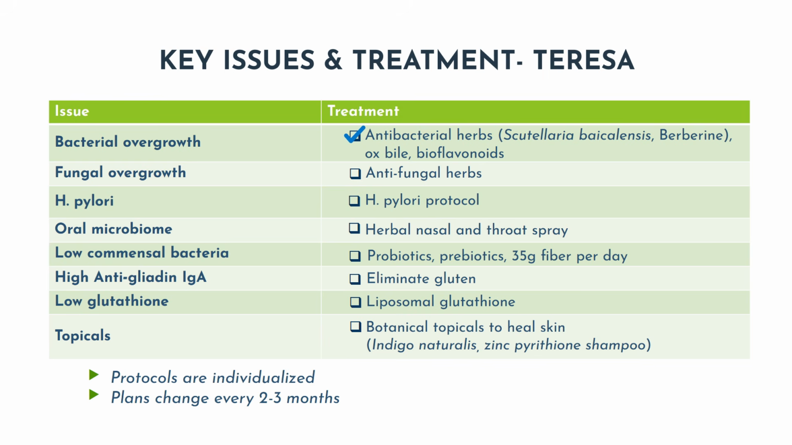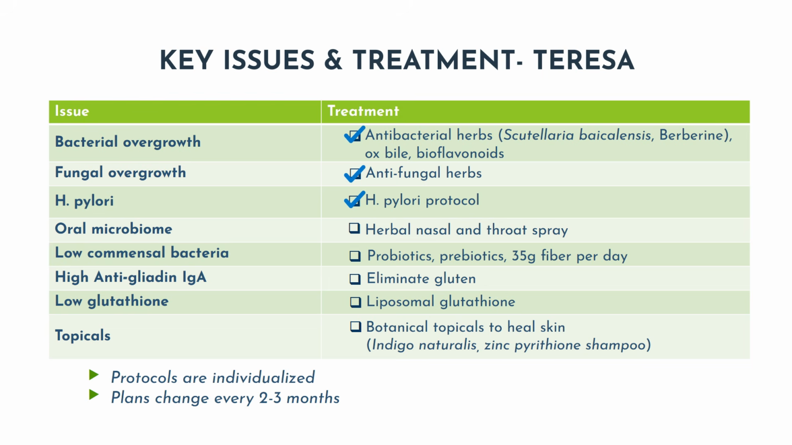I do add the ox bile and bioflavonoids to meals. For fungal overgrowth, we've got our beautiful antifungal herbs, things like neem and grapefruit seed extract. For H. pylori, again, I don't do pharmaceuticals, so I do things like DGL and mastic gum and more naturopathic H. pylori plants.